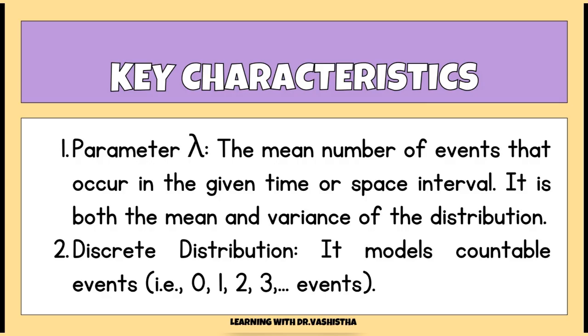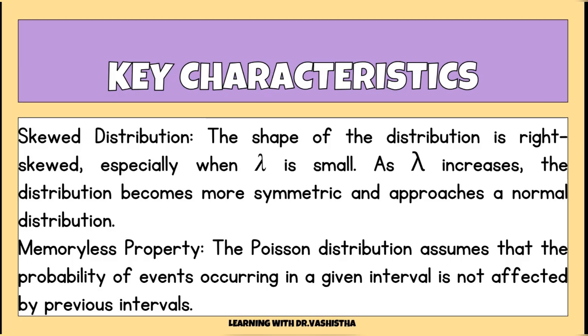As it's a discrete distribution, lambda is both the mean and variance of the distribution. This lambda represents both. Now, as we know, it's a discrete distribution, meaning that it models countable events, like we can number them 0, 1, 2, 3, etc. The distribution will be right-skewed. It will be skewed towards the right, especially when the lambda's value is small.